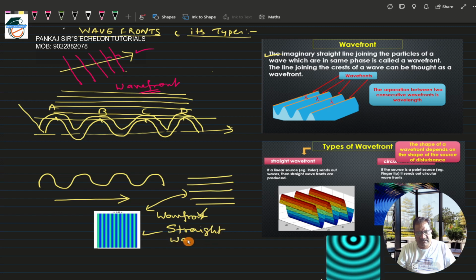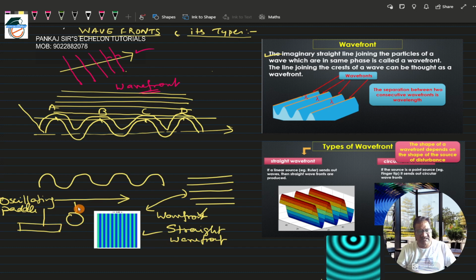wavefront. Now a straight wavefront will be formed when you use a horizontal bar oscillating paddle, a rectangular long bar as an oscillating paddle. All this we have talked about in the previous video. What is an oscillating paddle? There are two types of oscillating paddle. One is a rectangular shape, one is a spherical shape. So when you use an oscillating paddle of rectangular bar shape, then you will get a straight wavefront like this.